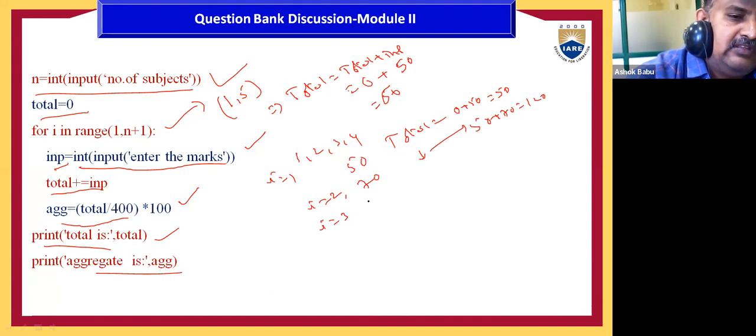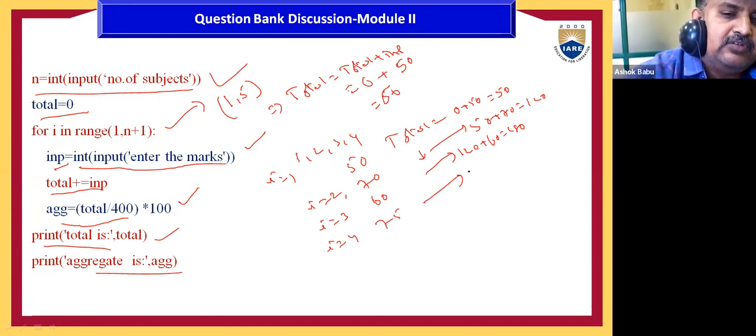When I equals 3, we need to enter the third subject marks. Let us assume the third subject marks are 60. Then the total is 120 plus 60, 180. Now let us assume I equals 4. When I equals 4, we need to enter the fourth subject marks. So let the fourth subject marks be 75. Therefore the total is 180 plus 75, so it is 255. Total marks are 255.